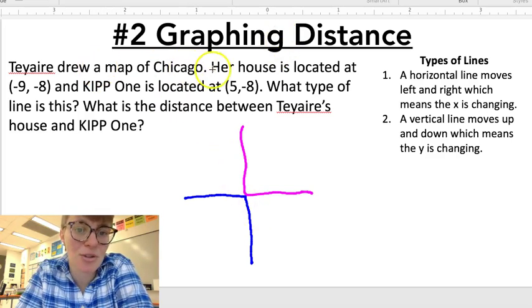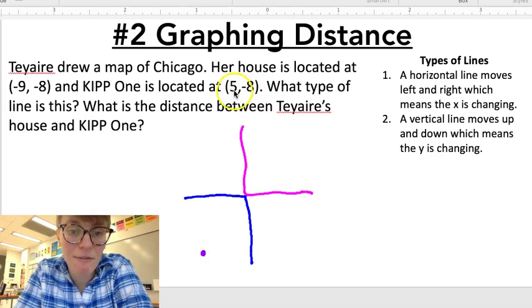Alright, so TRE drew a map of Chicago. Her house is located at (-9, -8). We start at our origin, (0, 0). We move to the left, -9. We go down, -8. That's going to be about here. This is where her house is located on this map.